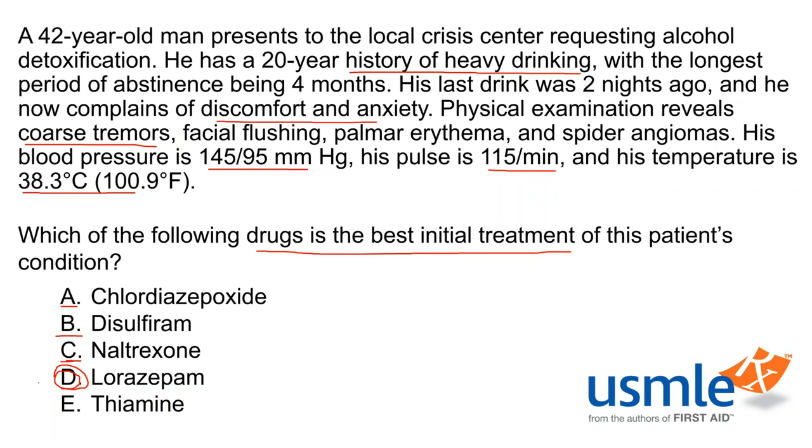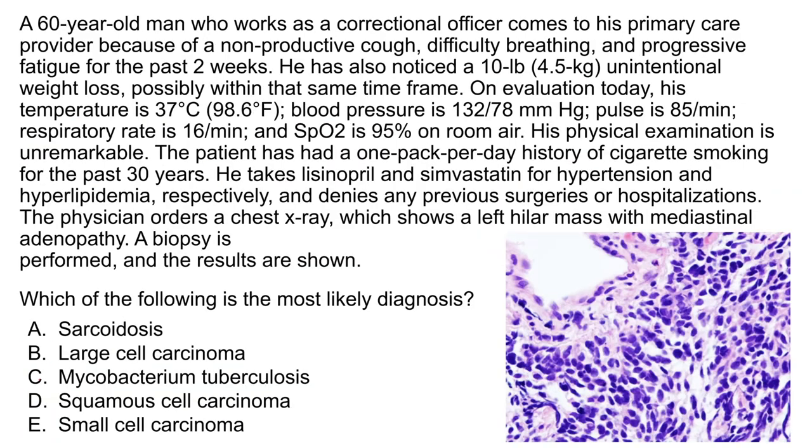All right, so we'll just hop right into this next question. It's a little longer, but I feel like it's a good question and we'll get a lot out of it. This is a 60-year-old man that works as a correctional officer, and he comes to his primary care provider because of a non-productive cough, difficulty breathing, and progressive fatigue over the last 2 weeks. He's noticed about a 10-pound or 4.5-kilogram unintentional weight loss, which has possibly happened within that same time frame.